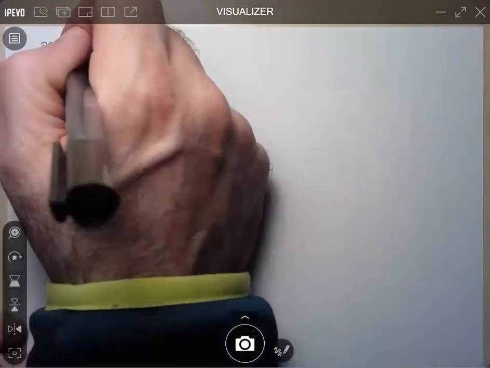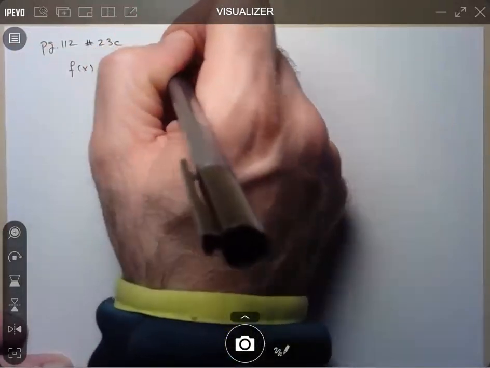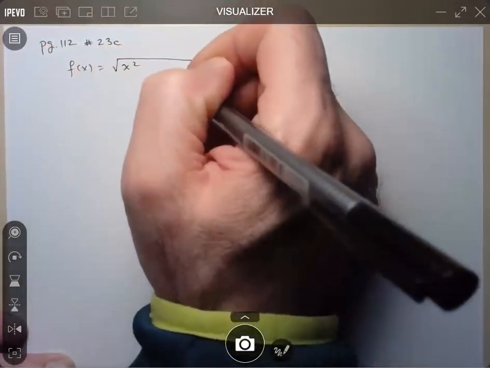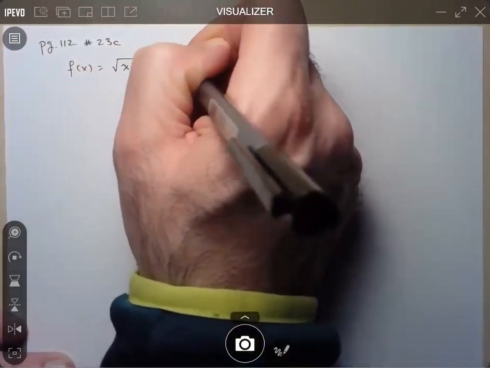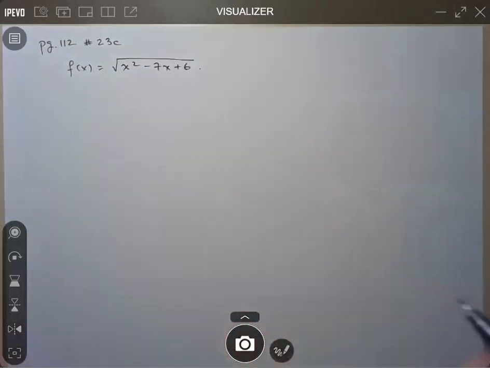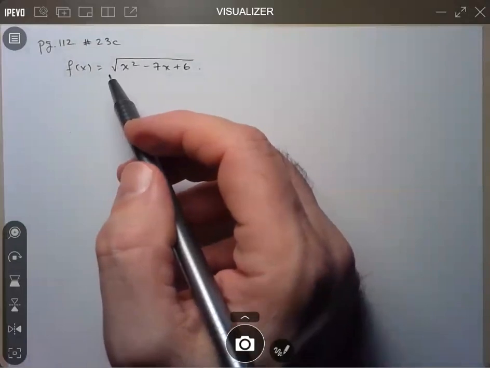So let me just write down the function. f of x equals the square root of x squared minus 7x plus 6. Okay. And they're asking us when this derivative is not defined.